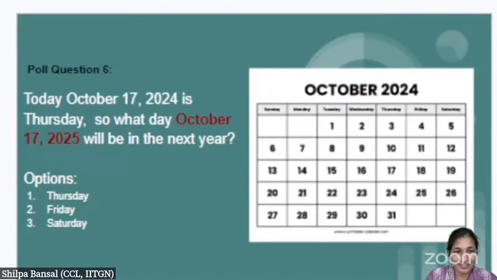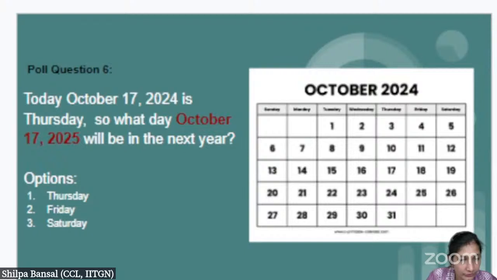We have got one answer, Friday. Let's see if we have any other answer. Thursday, Saturday, or Friday. Today I know it is Thursday. So what will be October 17, 2025? Remember, there is a leap year. Is 2025 a leap year or not? You can use that fact.